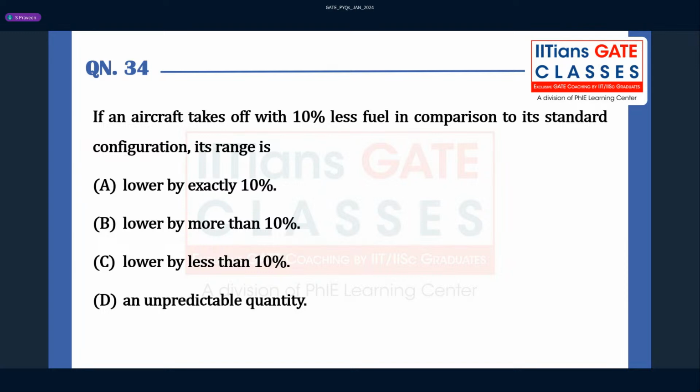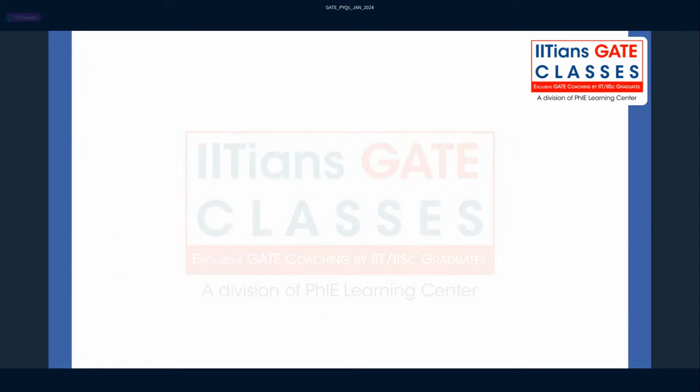If an aircraft takes off with 10% less fuel in comparison to its standard configuration, its range is: lower by exactly 10%, lower by more than 10%, lower by less than 10%, or an unpredictable quantity. So let's do this, pretty simple. Let's consider a piston engine aircraft.